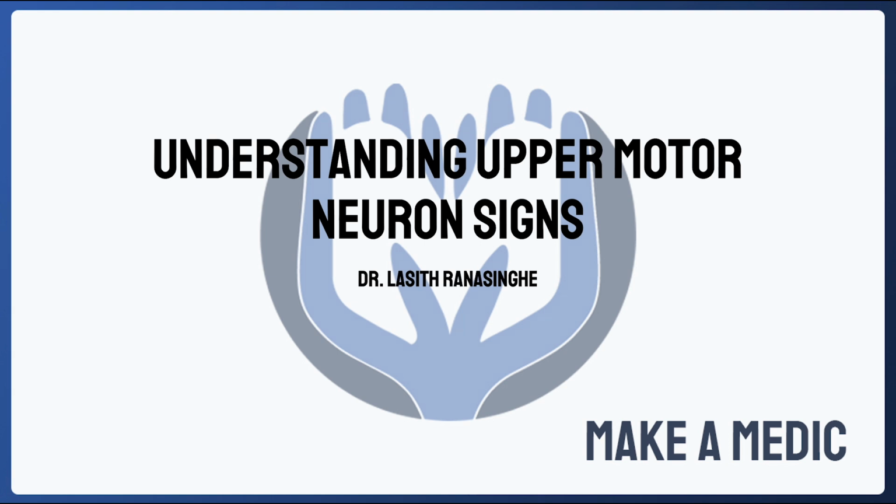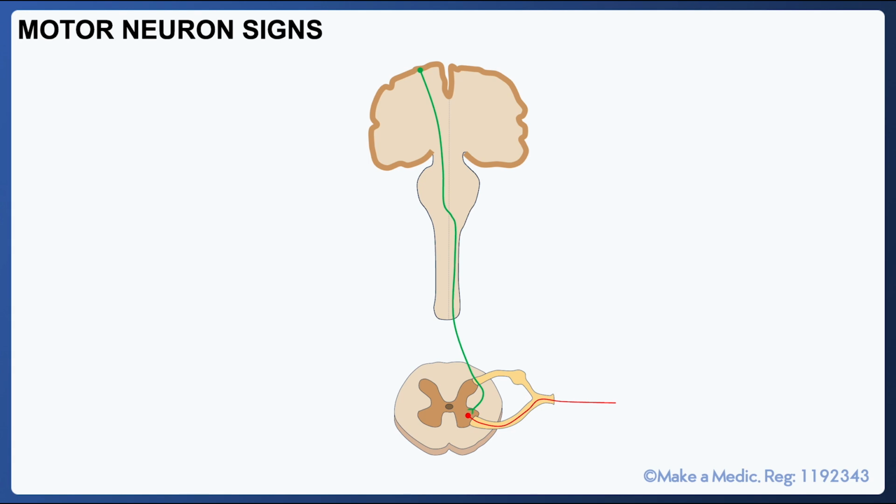Most medical students and junior doctors will be able to recite the different clinical findings seen in upper versus lower motor neuron lesions. However, they may not be able to explain precisely how these features come about. Firstly, let's recap some basic neuroanatomy and the signs that we'd expect with different lesions.